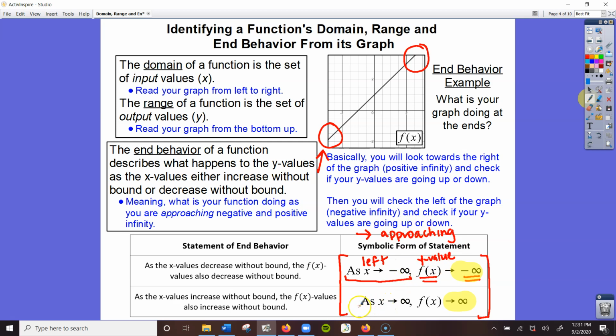So then if I'm doing the right side of the graph, we would start with as x is approaching positive infinity, because that would be the right side. X's are positive on the right. Now if I look at the right side of this graph, you'll see that the y values are going up. Therefore, f of x is approaching infinity.